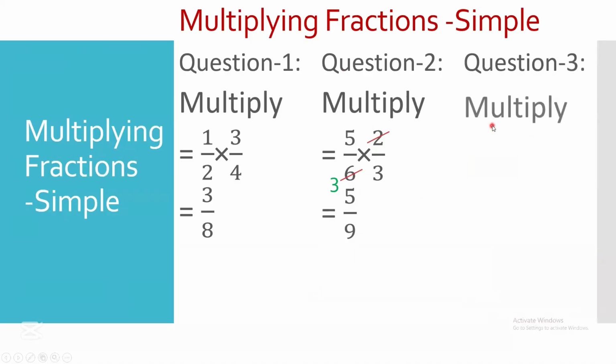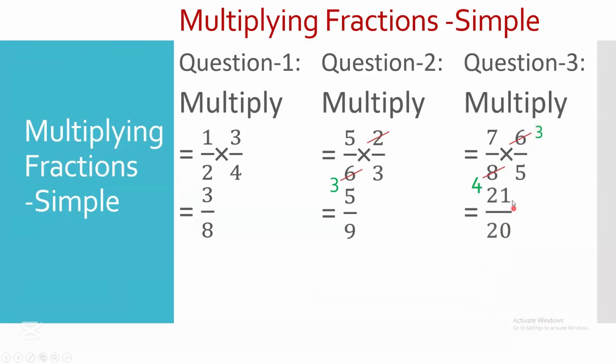Now question number 3, you check here. Multiply 7 by 8 and 6 by 5. Here 5 and 7 we cannot cut. Here you can cut 6 and 8 by 2. 6 is an even number, 8 is an even number, so both numbers you can cut by 2. So 6, if you divide by 2, it will be 3. If you divide 8 by 2, 4. So now multiply 7 with 3. 7 3s are 21 and 4 5s are 20. Now this is an improper fraction, so convert into a mixed fraction. So it is what? 1 whole 1 by 20.